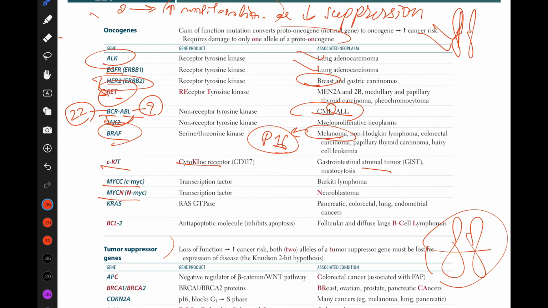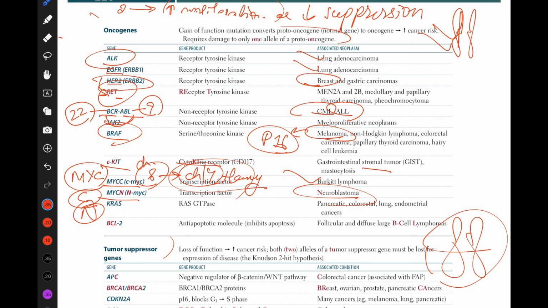MYC, and actually the MYC proto-oncogene has two varieties, C and N. The C is going to form Burkitt lymphoma, and N is going to form neuroblastoma. You know the MYC is on chromosome number 8, and it makes an interaction with chromosome number 14 of the heavy chain, increasing immunoglobulin heavy chains, and causing Burkitt lymphoma, okay?